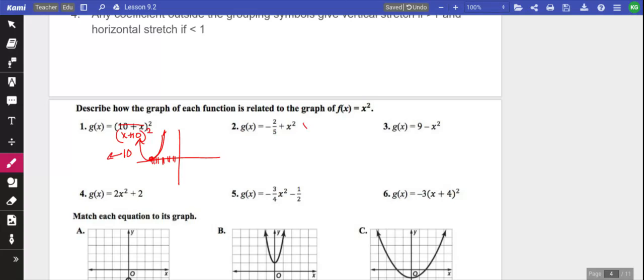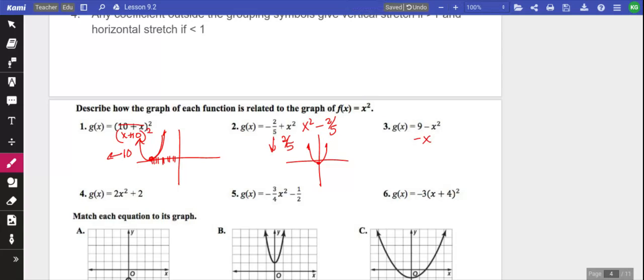This next one follows the same process. I can change it to x squared minus 2/5. So this should be a downward shift of 2/5. So it would just go a little bit below the origin and still be the same symmetrical shape.